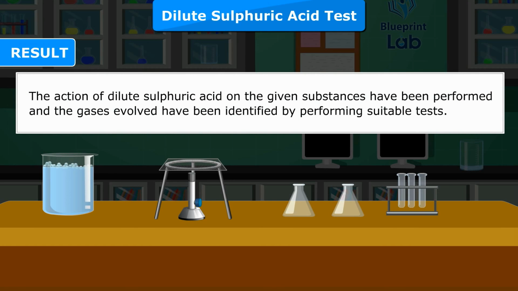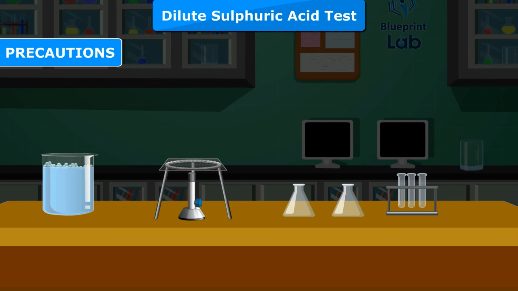Result: the action of dilute sulfuric acid on the given substances has been performed and the gases evolved have been identified by performing suitable tests.